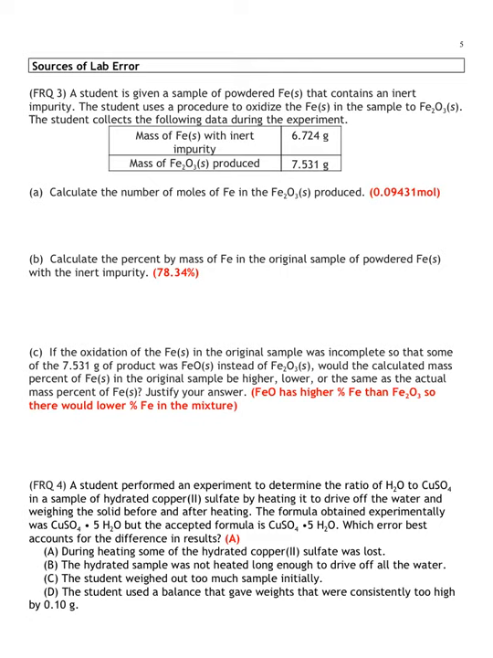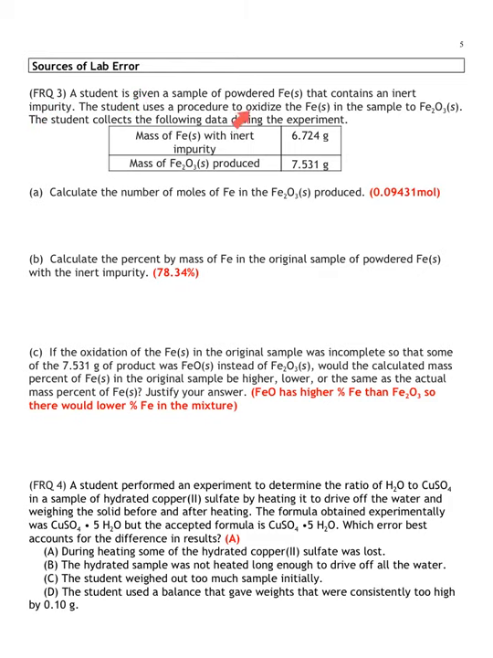So let's go ahead and start with A. It says calculate the number of moles of iron in the iron(III) oxide produced. If you look at the data, reading it carefully to yourself, or I'll read it out loud as well: a student is given a sample of iron powder that contains an inert impurity.